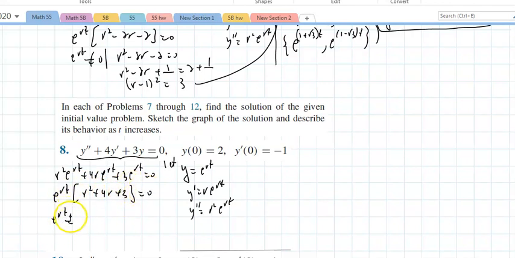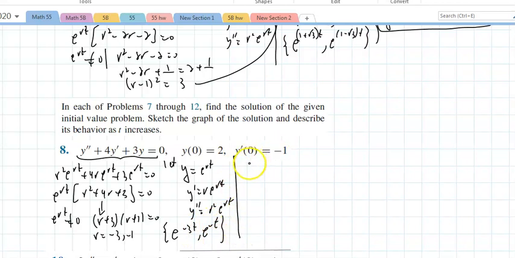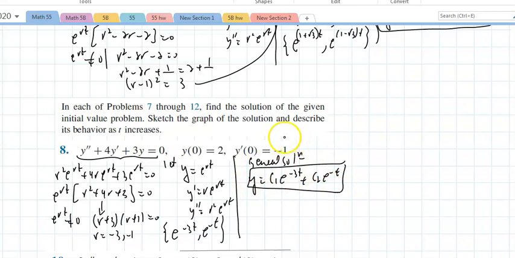E to the rt can never equal 0. It has to be that r plus 3 times r plus 1 equals 0. That makes it r equal negative 3 or negative 1. So the solution set is e to the negative 3t, e to the negative t. The general solution is y equal c1 e to the negative 3t plus c2 e to the negative t. But now that they gave me initial conditions, it says y of 0 is simply c1 plus c2, and that's a 2.